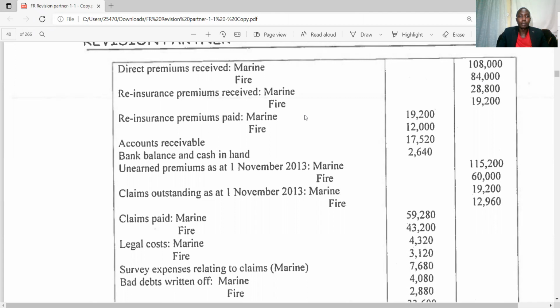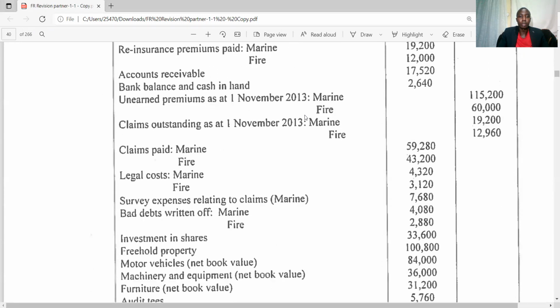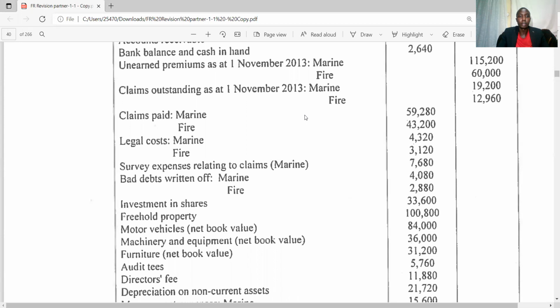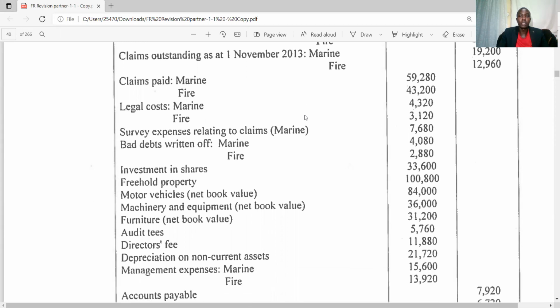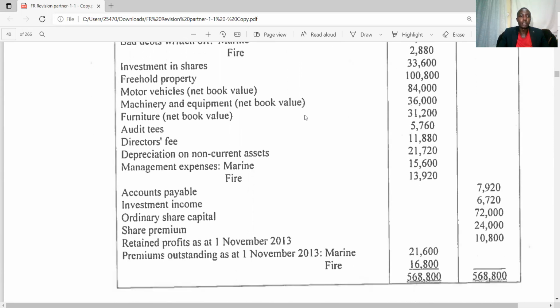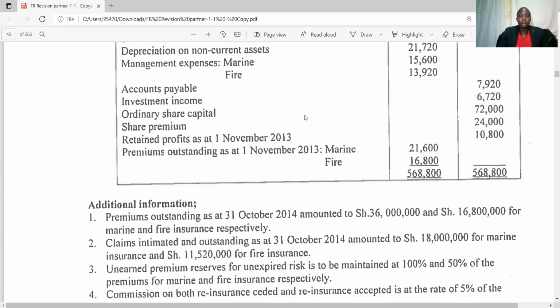We have an earned premium. We have claims outstanding as at 1st November 2013. Claims paid, recall costs. We have survey expenses relating to claims, bad debts written off. Investments in shares, we have the freehold property, the motor vehicle, machinery and equipment, the furniture, the audit fees, the directors' fees, depreciation on non-current assets, and management expenses. We have accounts payable, investment income, ordinary share capital, share premium, retained profit as at 1st November 2013, premium outstanding as at 1st November 2013.